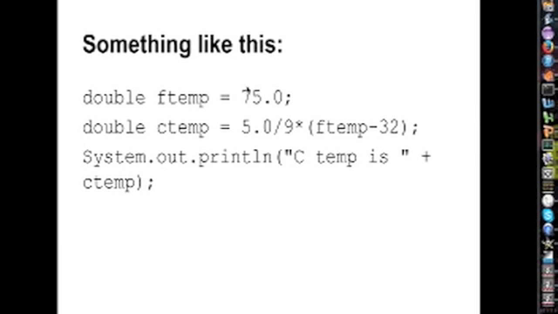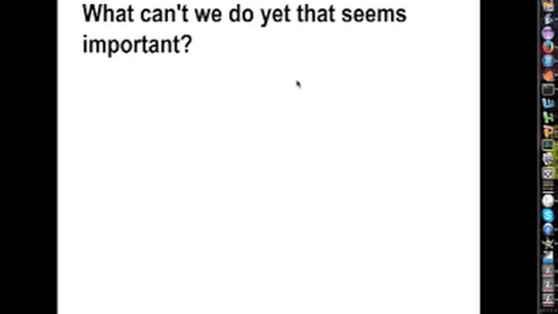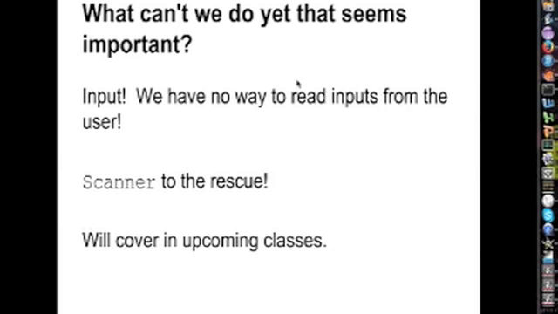And we don't have any way to get input. Right now we're just sticking a number in here, but eventually we're going to learn how to get input. So what can't we do yet that seems important? Input. We have no way to read inputs from the user. There's something called a Scanner, which we'll learn shortly, not today, but in a future lecture, very soon, that's going to help us with that. We'll cover this soon. So that's what we've got.